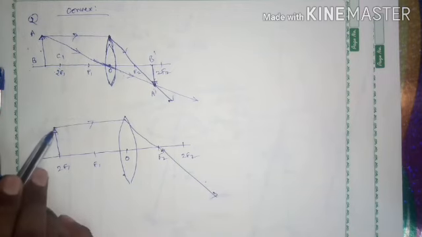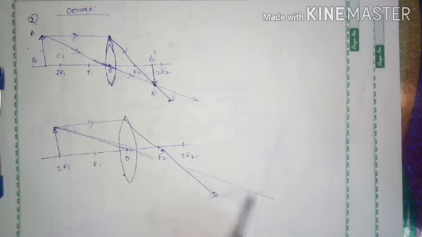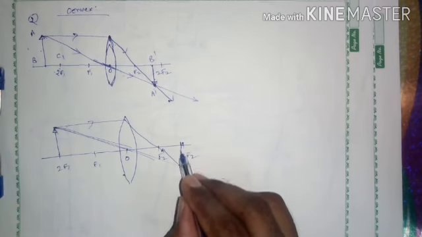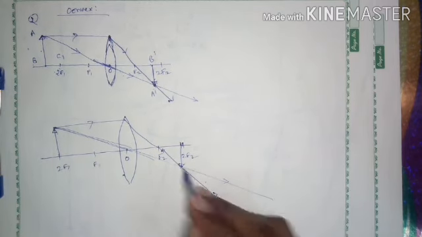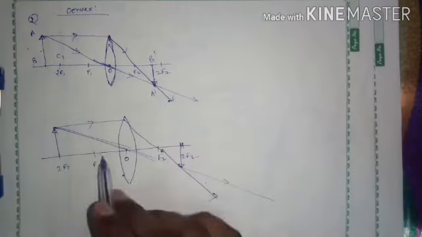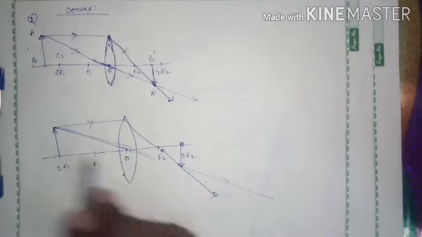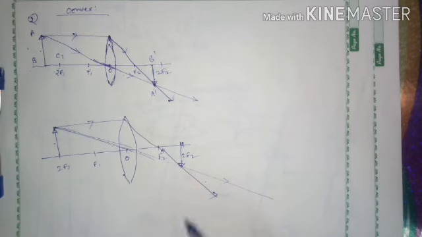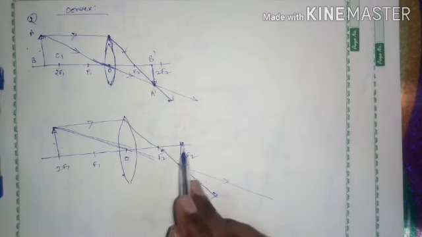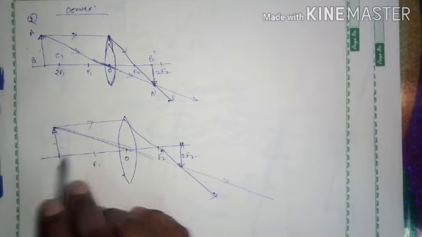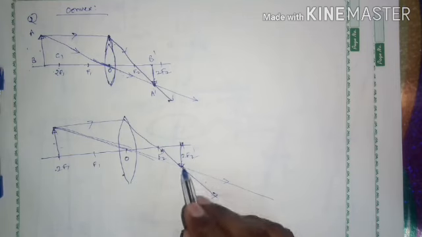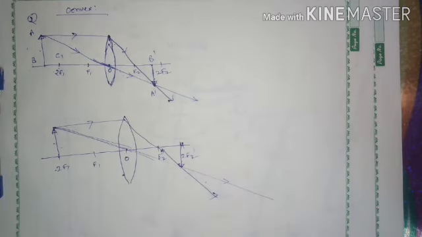Second ray we should take passes through the optical center, so it will emerge out like this. Extend like this and they meet at this point. Approximately you have to take here. If you use a scale and pencil and the same angles, the size will be the same, and the position will be 2F2. Object is at 2F1, image will be at 2F2, and the nature will be real and inverted. This is in the case of convex.